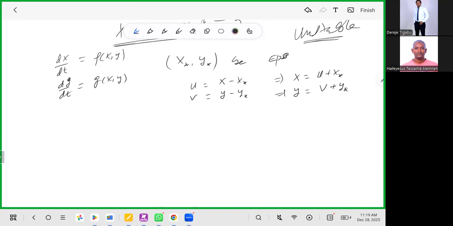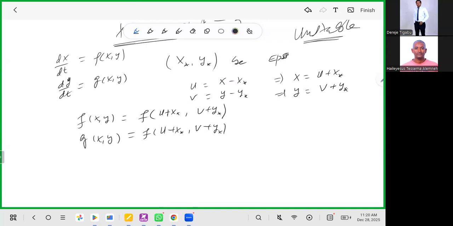Is that not so? So we can write dx by dt, which is equal to f of x, y, which is the same as f of (u plus x star, v plus y star), and g of x, y, which is equal to g of (u plus x star, v plus y star), which is equal to 0 to find the equilibrium points, and then to linearize the system.